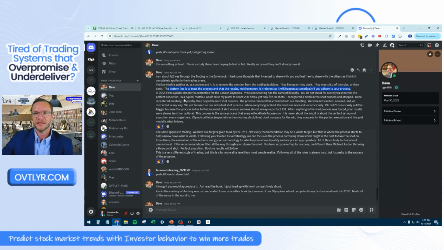Yes, exactly. In 2012, he was a pistol shooter in contention for the London Olympics. Precision shooting was the same philosophy. You do not shoot for score. You shoot for the perfect execution. In a typical match, he would raise his pistol to shoot 200 times. He'd only fire 60 shots. I recognized a break in the shot process and stopped. Once recentered mentally and physically, I would begin the next shot process. The process removed the emotion from shooting. We were not excited, aroused, sad, or distracted in any way. We focused on an individual shot process. When everything worked, the shot was released unconsciously.